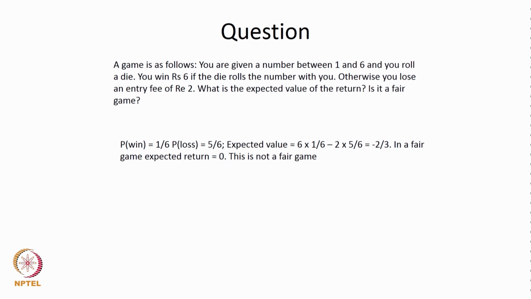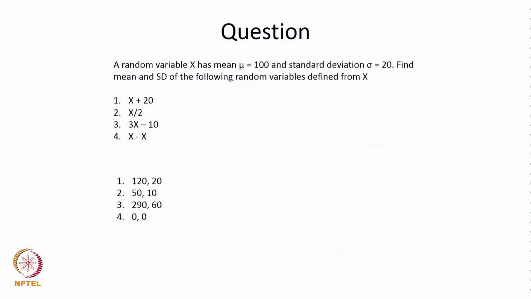Of course, one can argue that when I win, I actually have an entry fee of 2, therefore, my gain is only 4, but right now we use 6 into 1 by 6. Let us assume 6 is the gain, which also means that you get 6 rupees more than the entry fee. So, 6 into 1 by 6 minus 2 into 5 by 6, which is minus 2 by 3. So, in a fair game the expected return is 0 and therefore, this game is not a fair game.